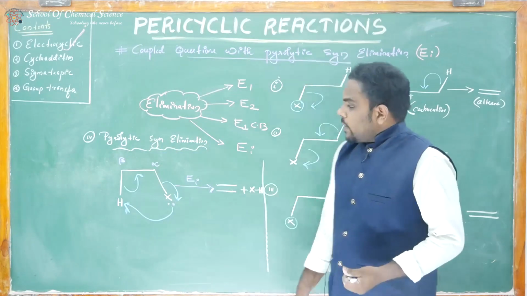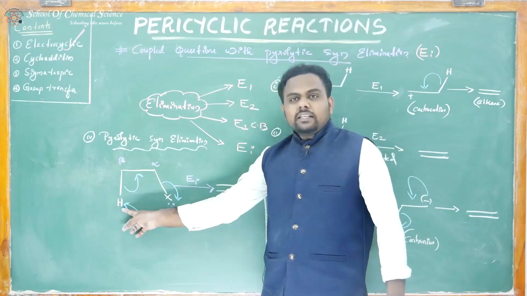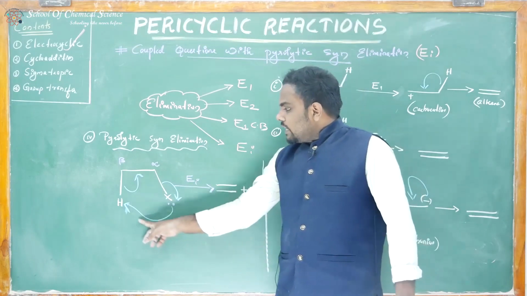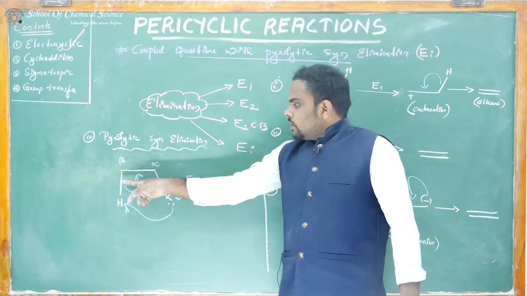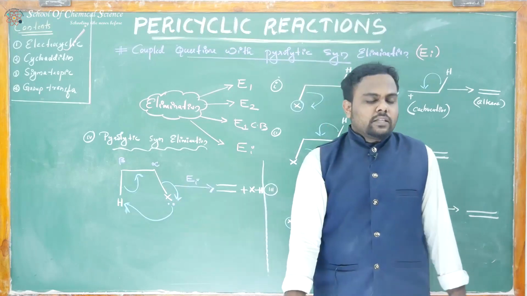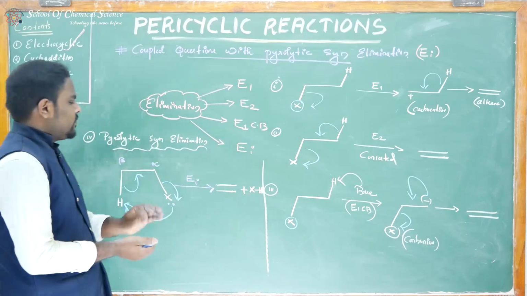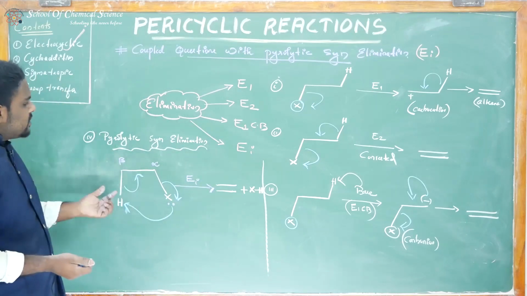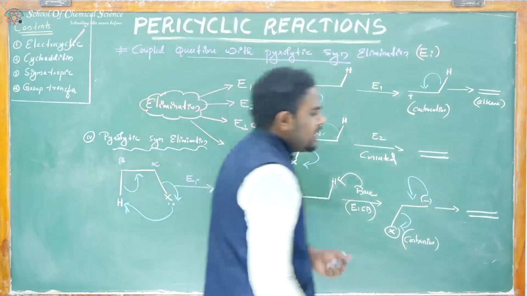So how does pyrolytic syn elimination take place? Your X group will interact with the beta hydrogen. This carbon hydrogen bond shifts towards this alpha beta position. Then X is also eliminated. Okay, so in all eliminations, an alkene is formed. Here we have to discuss this pyrolytic syn elimination, which is very, very important.